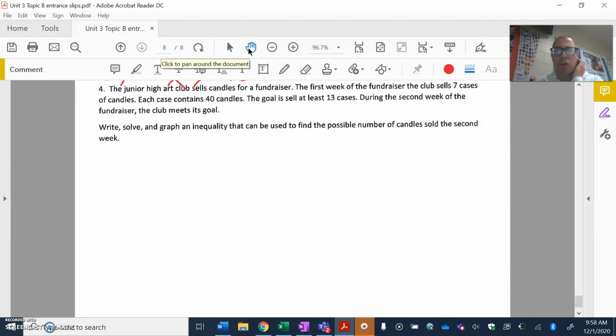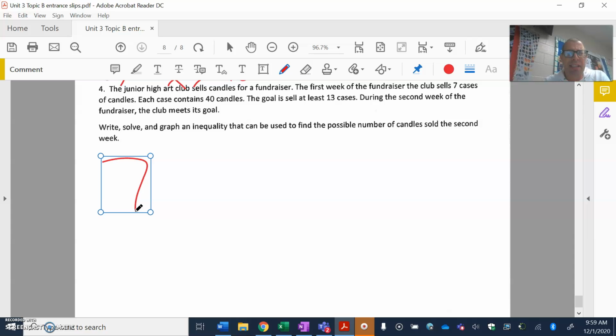All right. And that's normal. That's part of the process. So again, first week, 7 cases. So we've got 7 cases that are there. All right. The goal is to get to 13, and they didn't meet their case there.